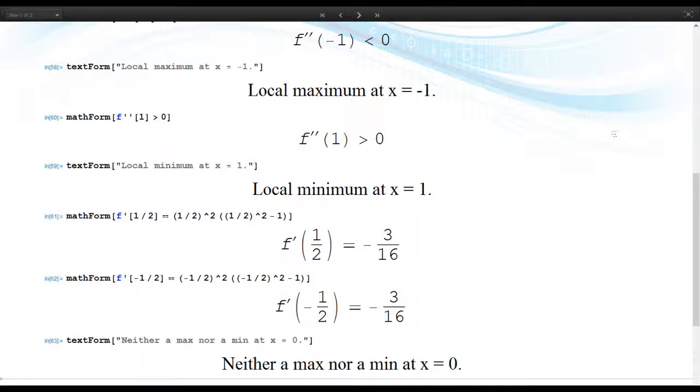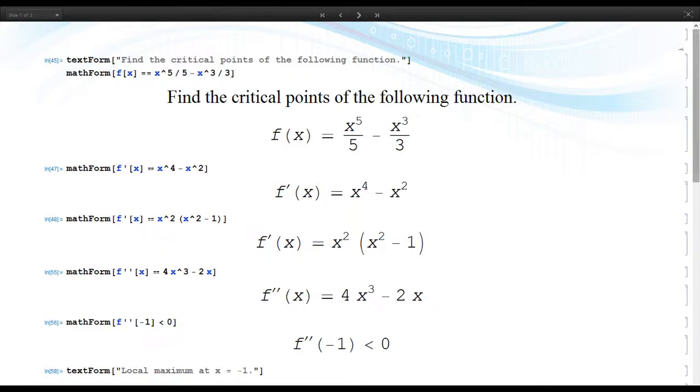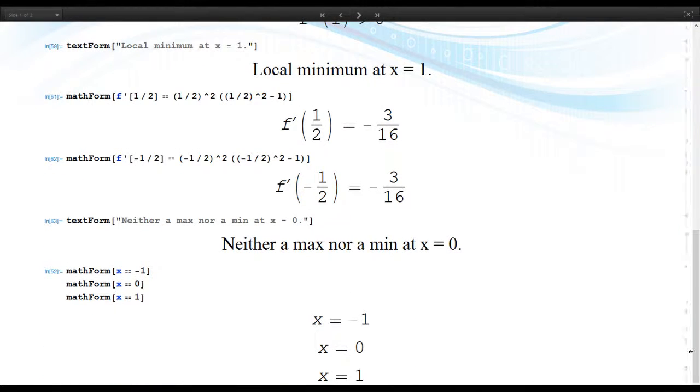Okay, so that is the first problem that we're going to be working through. We found the critical points, and we checked which of those were extrema. And now we'll clear these off the page.